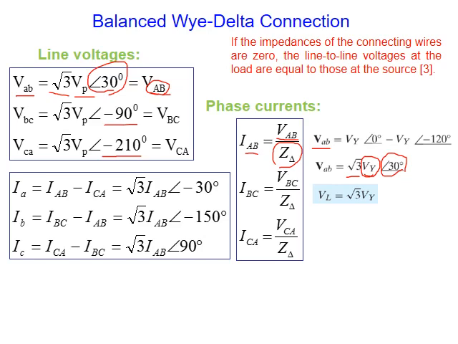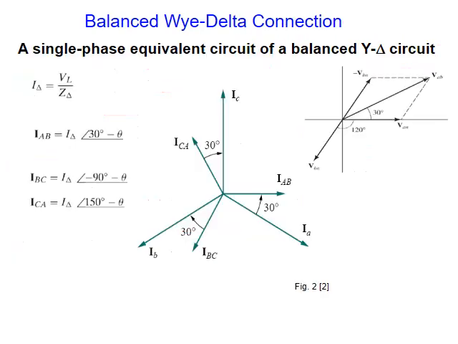And if we want to find the line currents IA, IB, IC, which are the currents coming from the source to the load, it is the same way. We subtract IAB minus ICA, and we find that it is also square root 3 IAB with angle minus 30. The other two currents are minus 120 each, so it gives you these values. So it seems we are repeating the same discussion but for a different configuration.